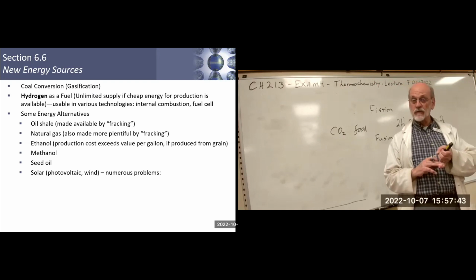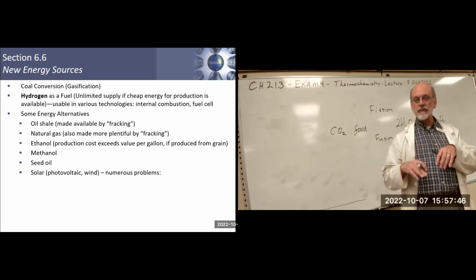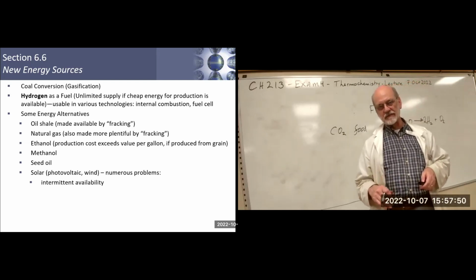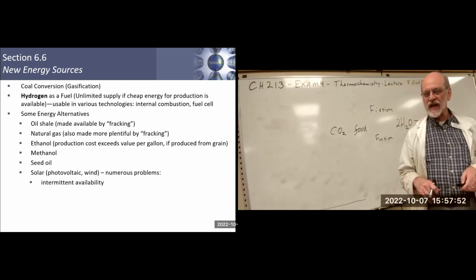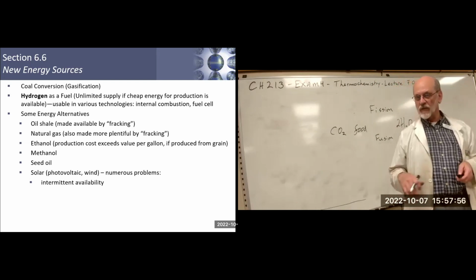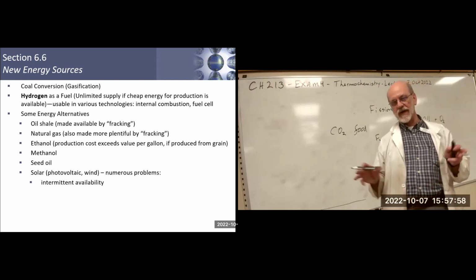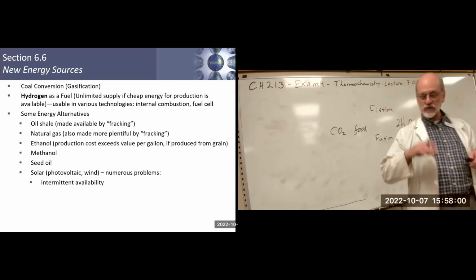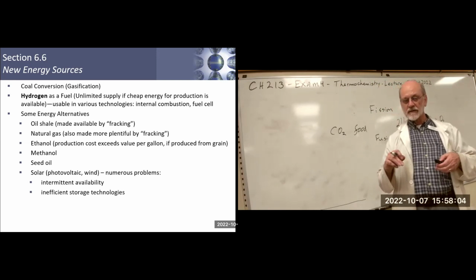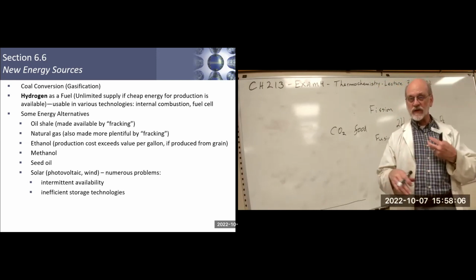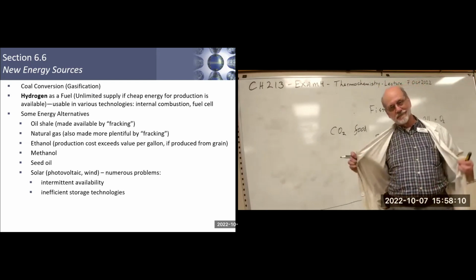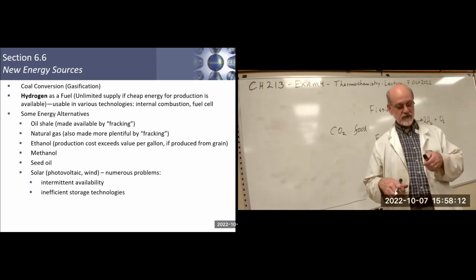Wind and photovoltaics both suffer from the problems of intermittent availability. The sun only shines a certain part of the day, and sometimes it's covered in clouds. The wind only blows a certain amount of time. So what you need is a storage mechanism to take that energy that you can get when it's plentiful and store it for later use. Well, that technology is very inefficient.